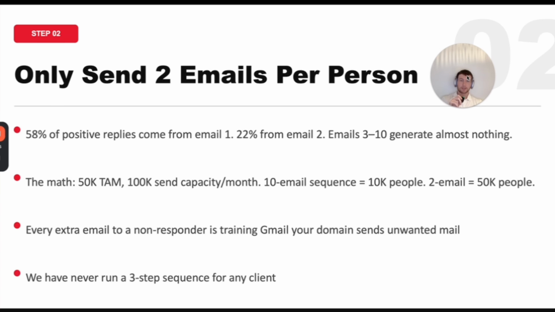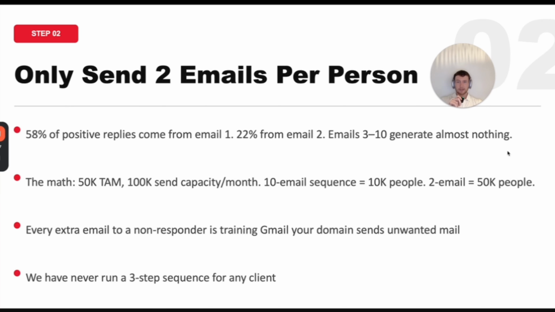Now, 58% of positive replies come from email 1 and 22% come from email 2. So emails 3 to 10 that you're probably sending already generate absolutely nothing, and all you're doing is reducing your chances of getting a reply and harming your infrastructure, because people who don't reply to you are being reminded of why they didn't reply in the first place, and they're more likely to report you as spam because you're actually being quite annoying. I've had it before. Someone keeps emailing me, especially when it's not relevant to me. I'm going to report that person as spam because they're just annoying me at that point.